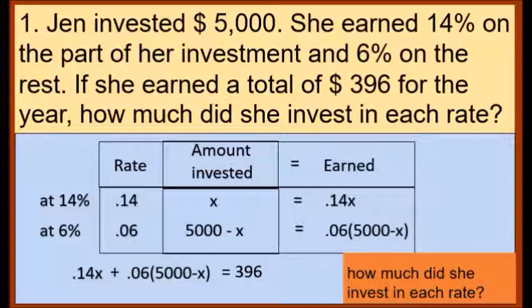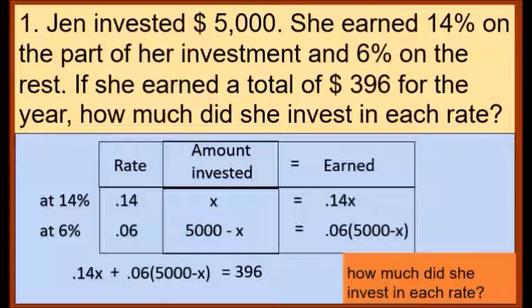Jen invested $5,000. She earned 14% on part of her investment and 6% on the rest. Okay? If she earned a total of $396 for the year, how much did she invest in each rate?